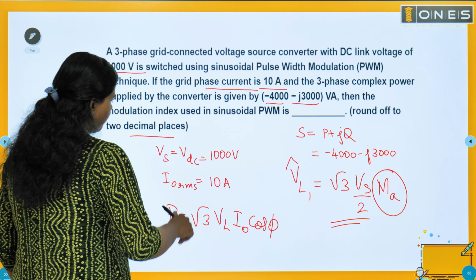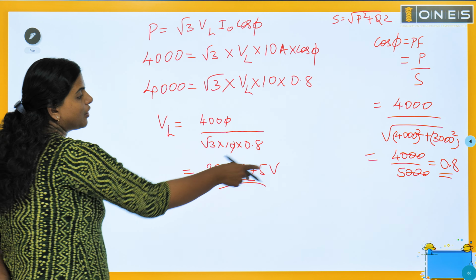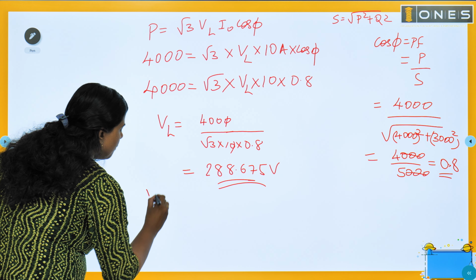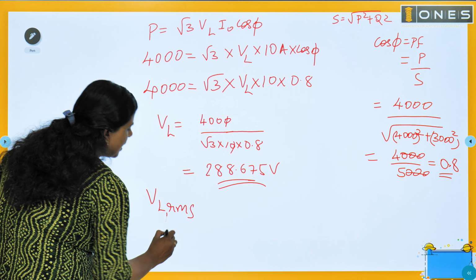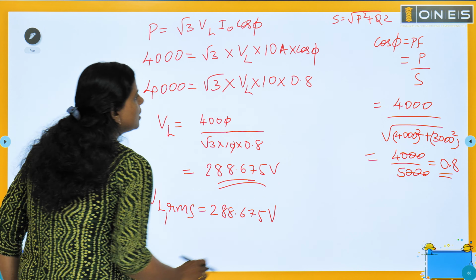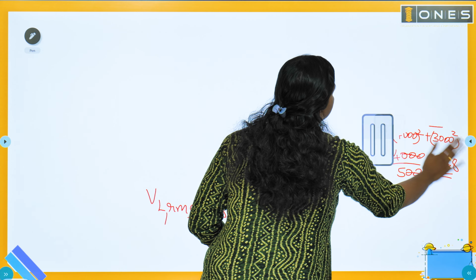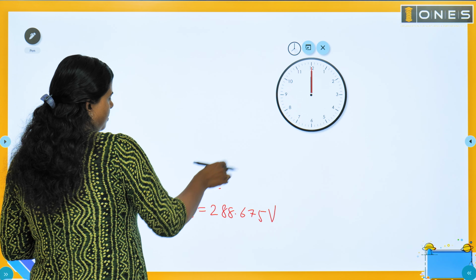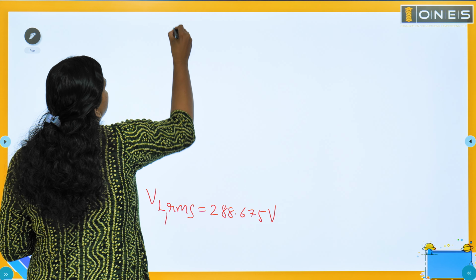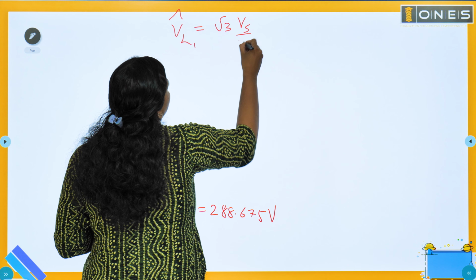Once we get VL, the thing to note is that we should not directly substitute it there, because this VL is the RMS value of the fundamental. The 288.675 volt that we got is the RMS value. And to find the modulation index, what did we say? The equation is VL, the fundamental peak value, equal to root 3 VS by 2 into MA.